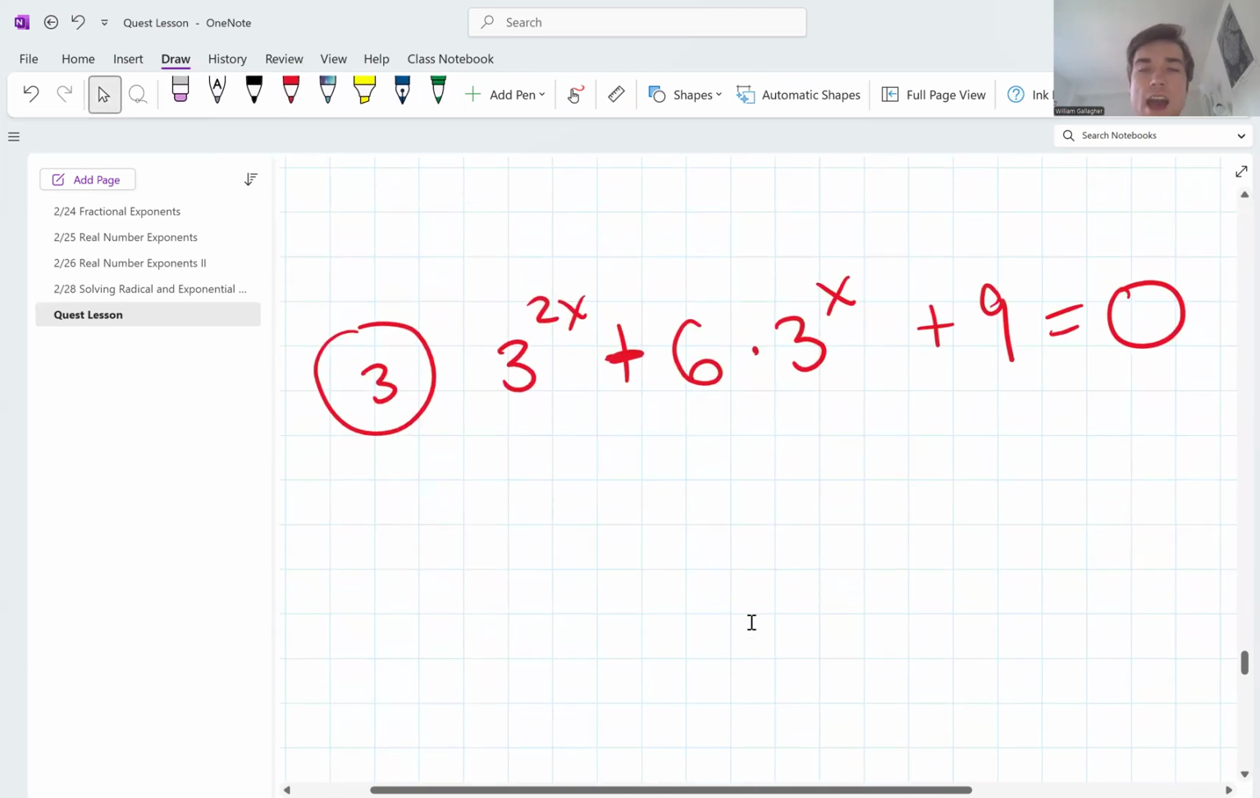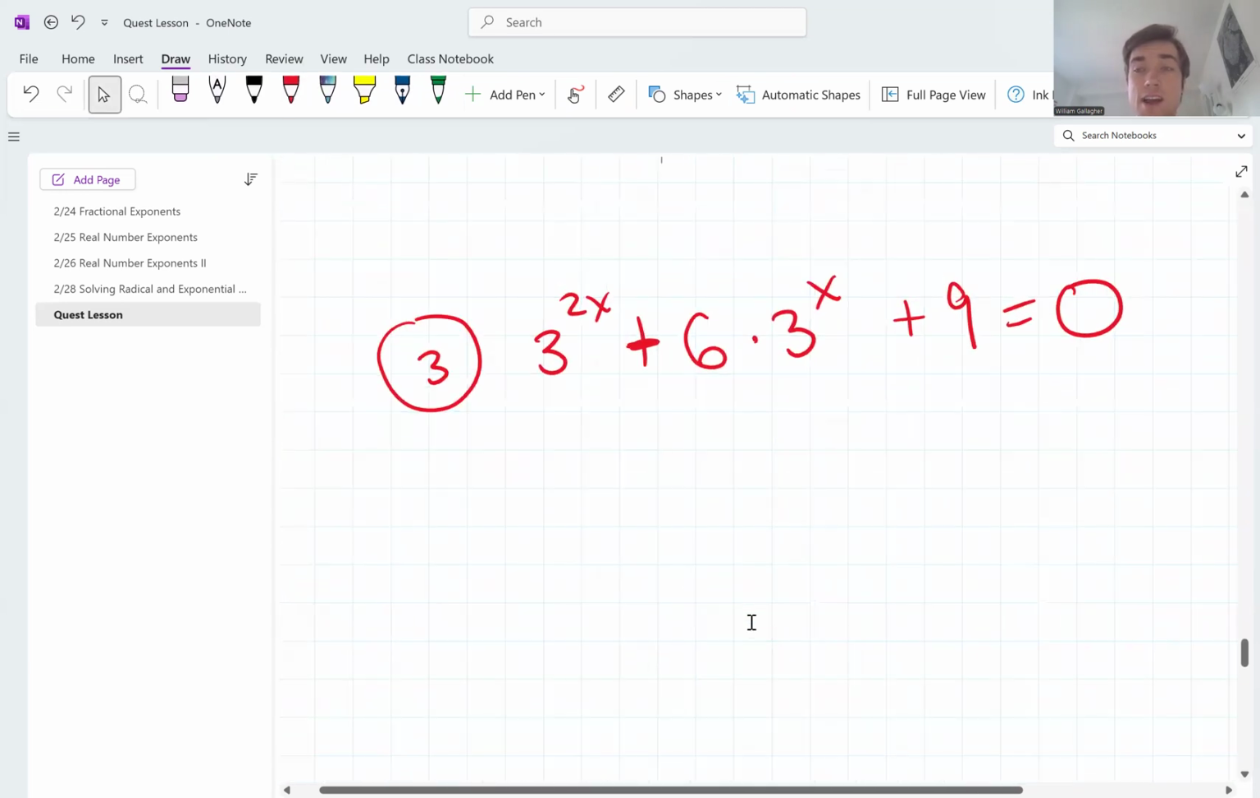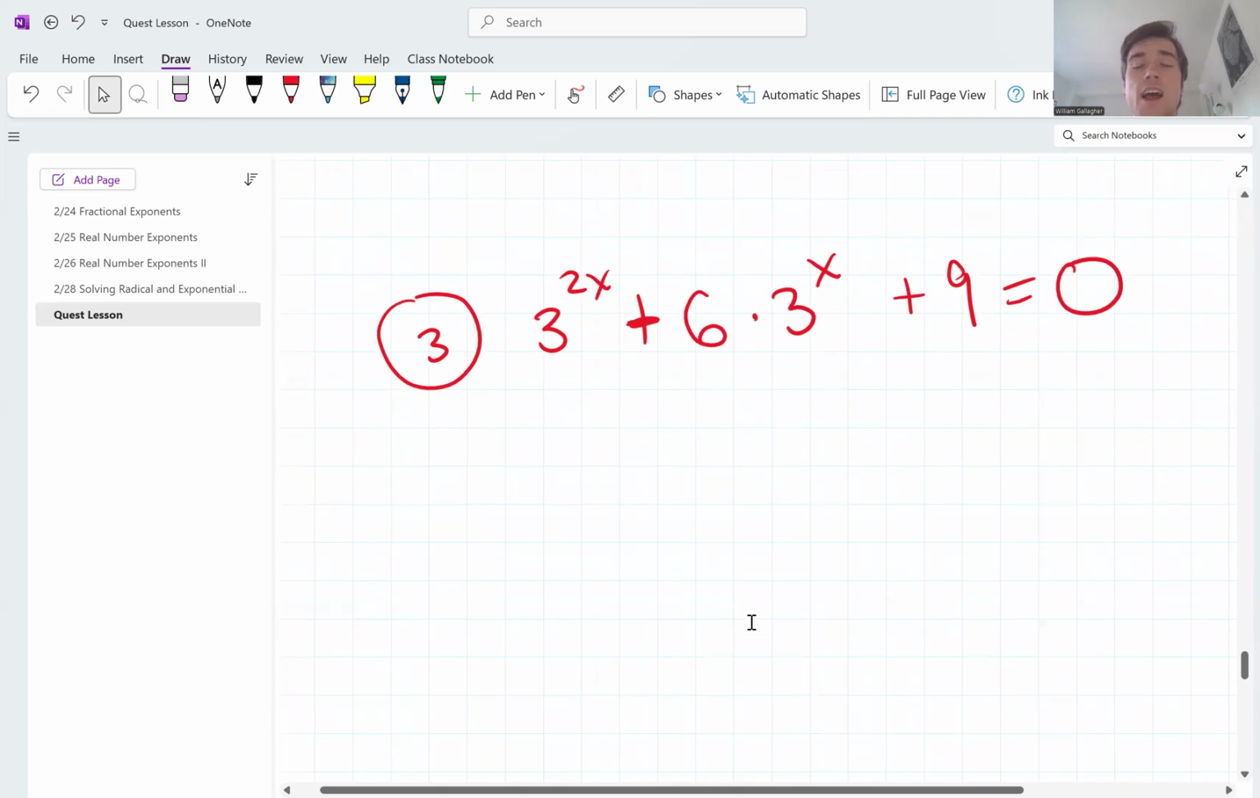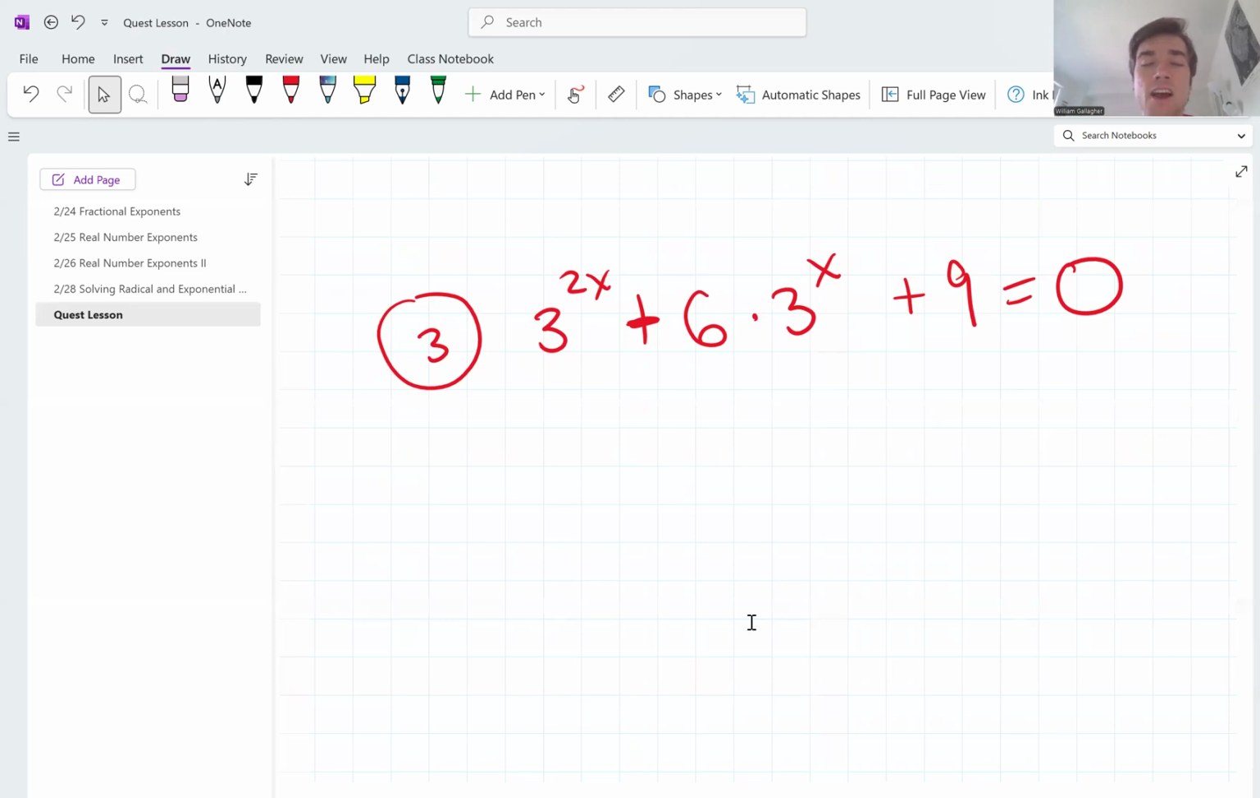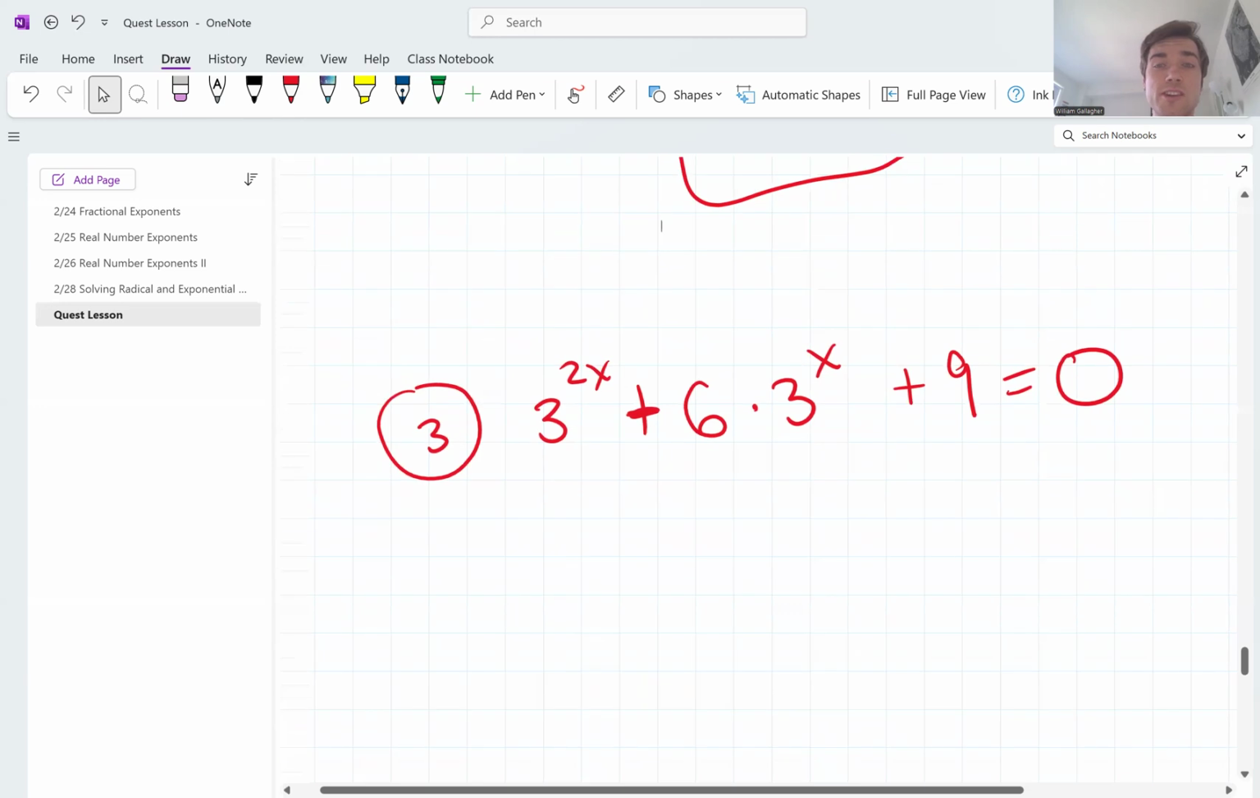And now we have got this question. I would ask that you think about what this looks like. Hopefully it looks like a trinomial, just with a 3 to the 2x and a 3 to the x instead of an x squared or an x. And so this should remind you of u sub.